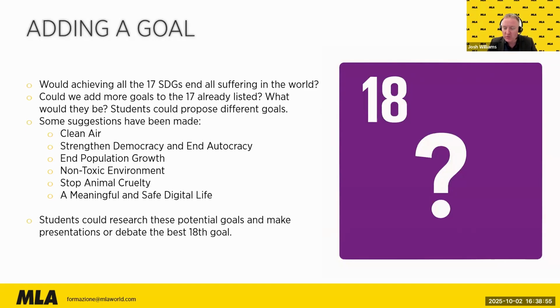You could also do a bit of research. There are some links in there to think about a possible 18th goal. Students could research these potential goals, make presentations, choose one that they think would be a good idea, and debate which one is the best 18th goal.